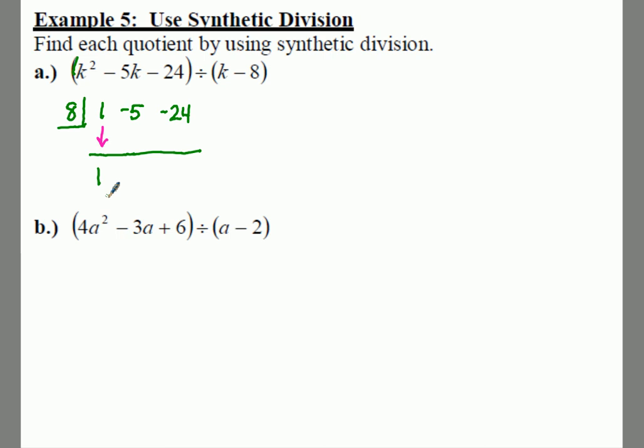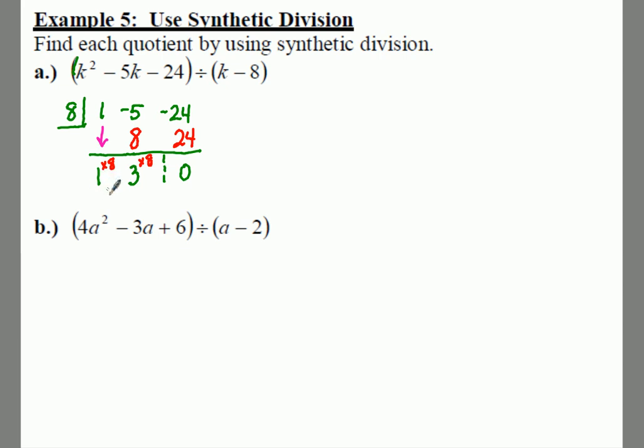Now remember, anything that's below the line must be multiplied by whatever's in the box. We're going to take 1 times 8. That will give you an 8 right here. If you add -5 plus 8, that'll give you a 3. And now that 3 must be multiplied by 8 as well. 3 times 8 gives us a 24. And in this case, notice you don't have a remainder. It's a 0. So your answer, you have a 1 and a 3.